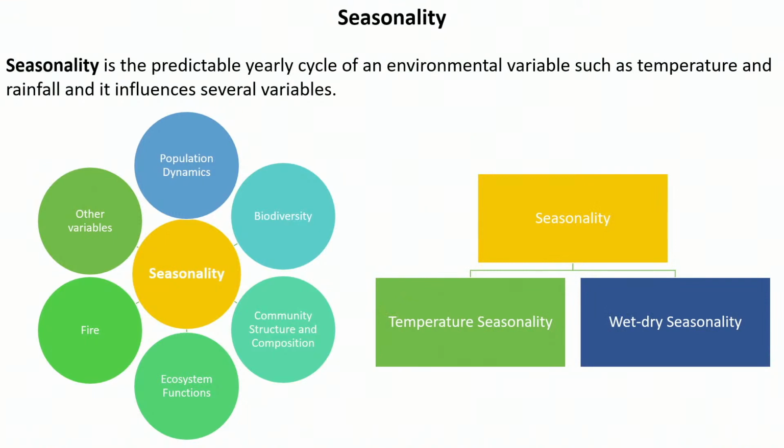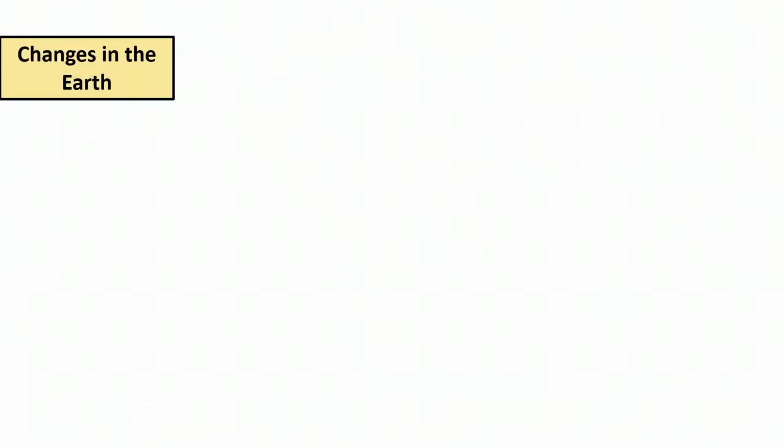We get two types of seasonality, and I'm going to focus on two types. We get temperature seasonality, which is determined by how hot or cold it is. And then you get wet-dry seasonality that speaks to the amount of rainfall that there is. Not just the amount of rainfall, but also how that rainfall is distributed throughout the year. So that's the one we're going to be focusing on in this particular talk.